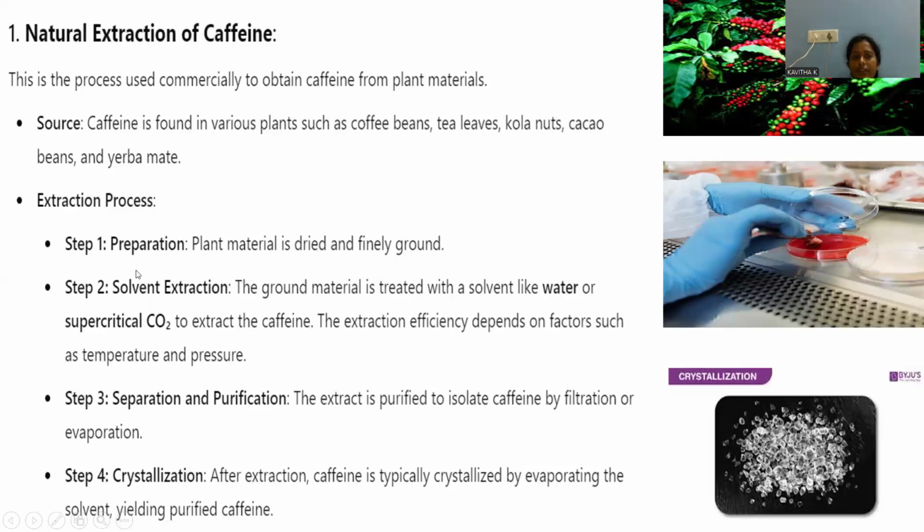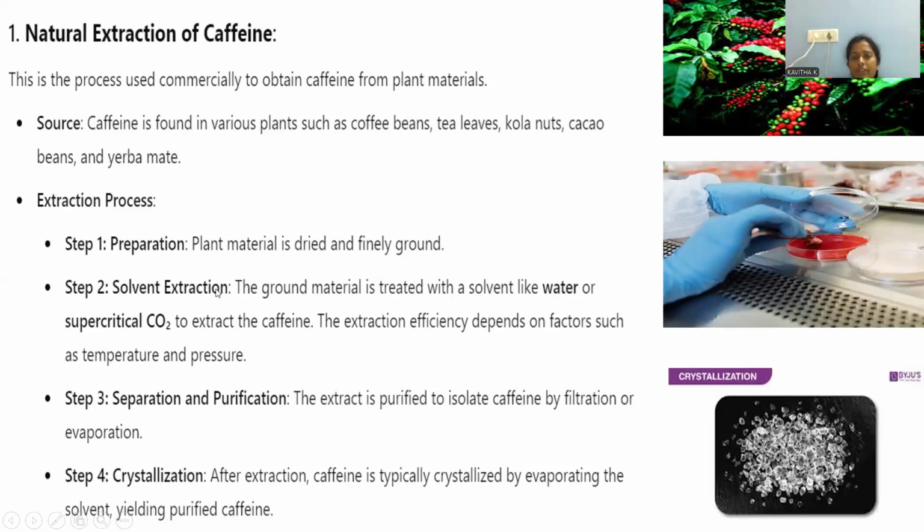Step one, we have to go for its preparation. First of all, before extracting, we have to prepare the material. Plant material is dried and finely ground. We have to dry the entire plant material, whatever we are collecting; that should be properly dried. After drying, we have to prepare a fine powder. Finely powdered material we have to make.